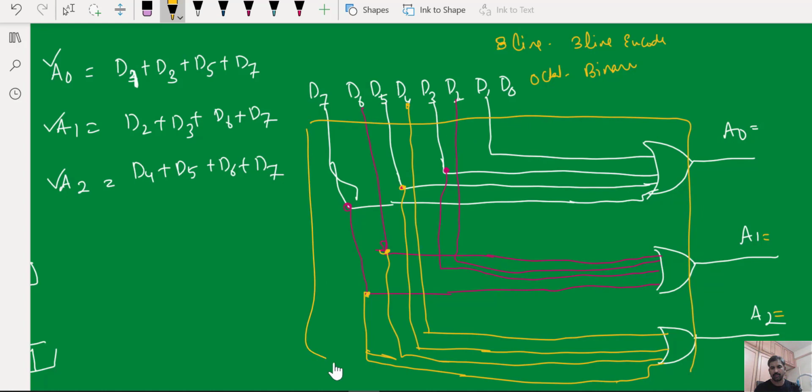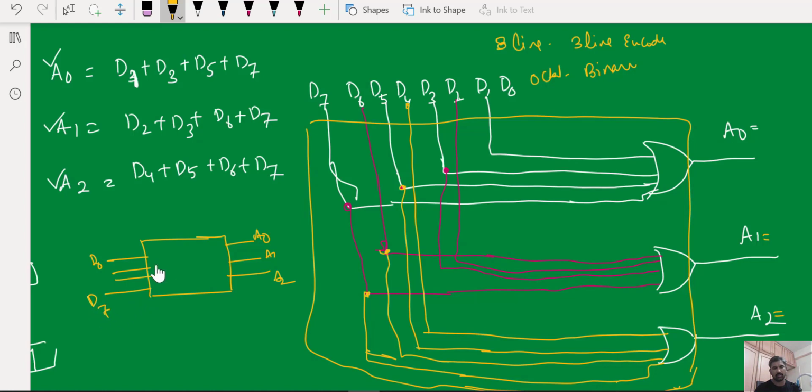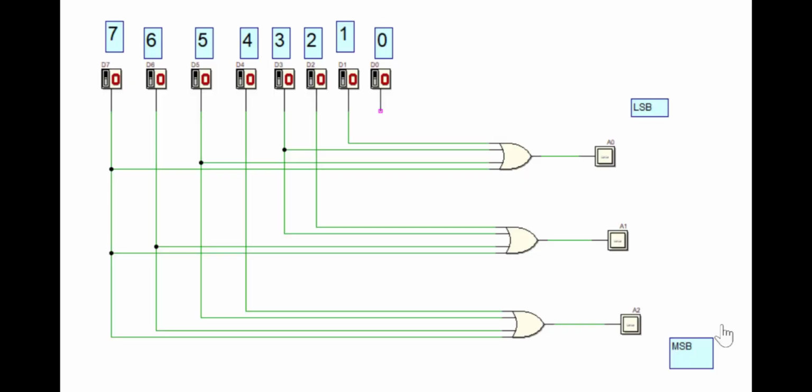So this entire circuit will be in the box. We will see only this one. So that means you are going to have something like this. You are going to have 3 output lines, A0, A1, A2, and you are going to have input as D0 to D7. This is your 8 to 3 encoder. Now we will simulate the same circuit in DEET software.